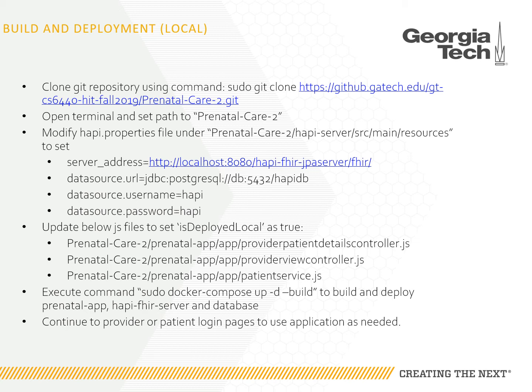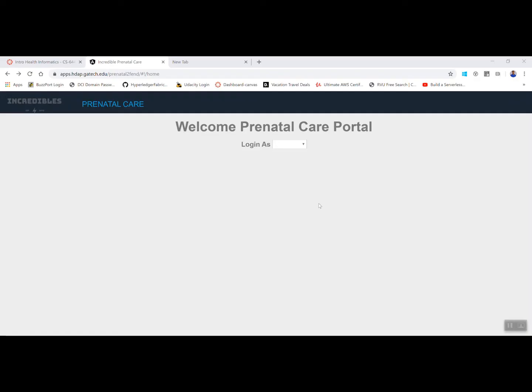resources to set the server address and data source access details as mentioned here. Set the isDeployed local indicator to true in the controller.js files listed here. Lastly, execute the Docker command to complete the build and deploy of the prenatal care web app, HAPI FHIR server, and database.